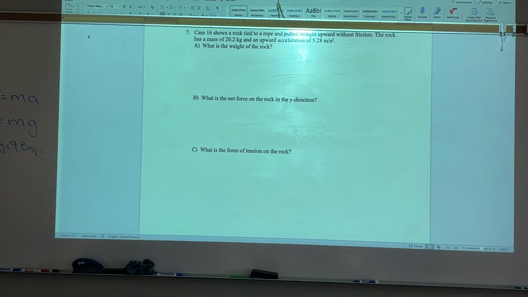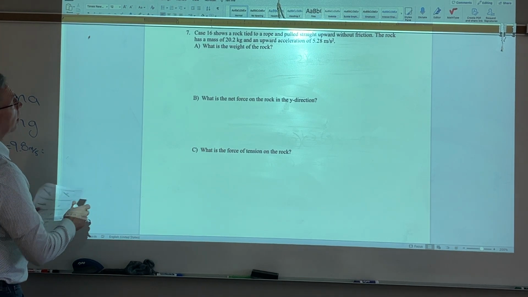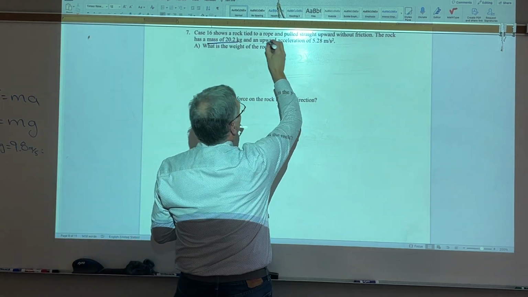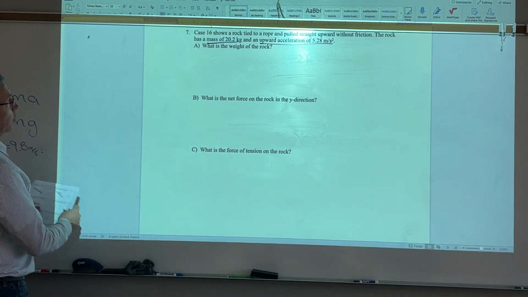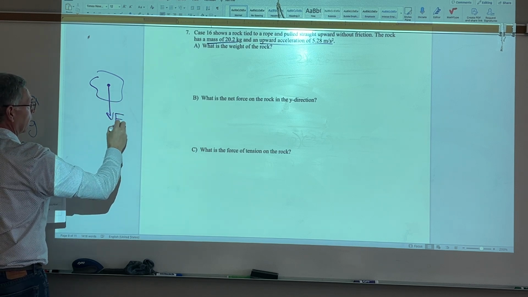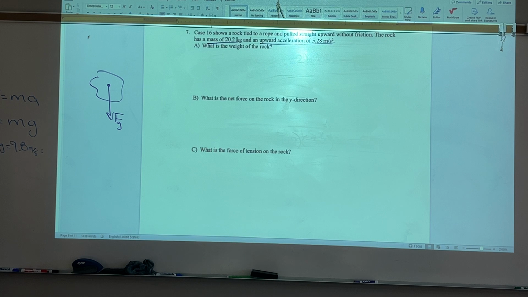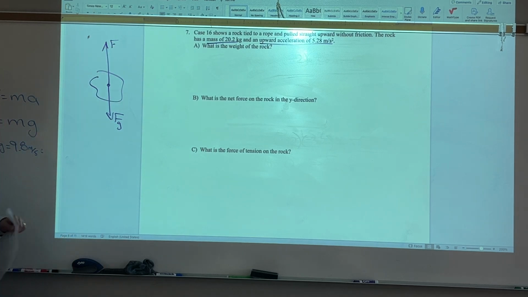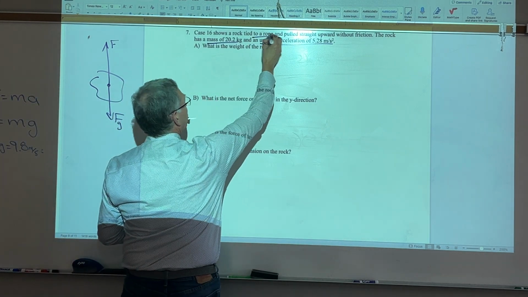Case 16 shows a rock tied to a rope and pulled straight upward without friction. The rock has a mass of 50.2 kilograms, so that's my mass, and an upward acceleration of 5.28 meters per second squared. Force of gravity is acting down. What other force do we have acting? Up. How should I label this upward force? Is it a normal force, an applied force, a tension force? Tension, F sub T, because of the rope. Right, it's a rope.